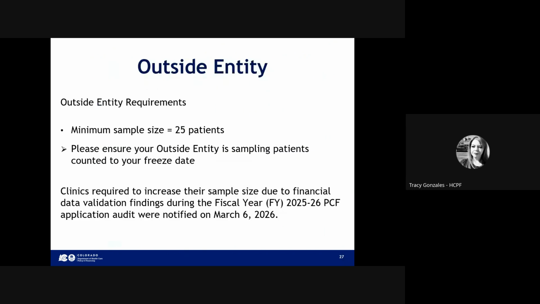The outside entity tab includes the criteria and requirements of your outside entity. We do require your outside entity to sample a minimum of 25 patients. And please ensure that your outside entity is sampling the patients counted to your freeze date. So they're just not stopping at December 31st if your freeze date is beyond that date. Clinics required to increase their sample size due to data validation findings during the fiscal year 25-26 application audit were notified by email on March 6th.